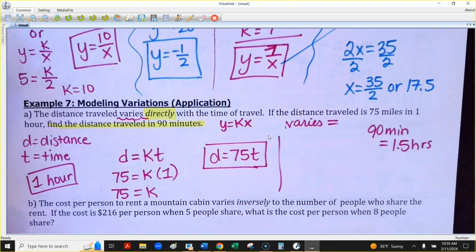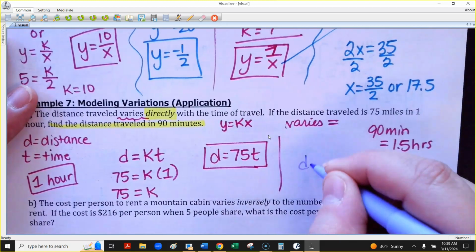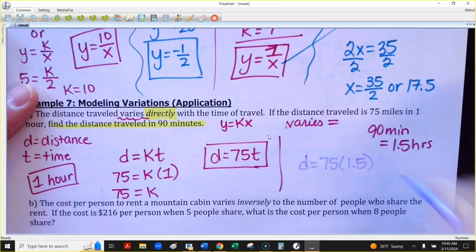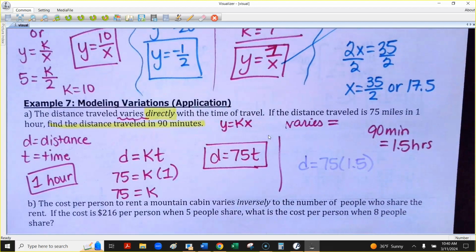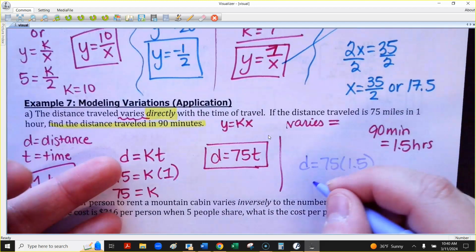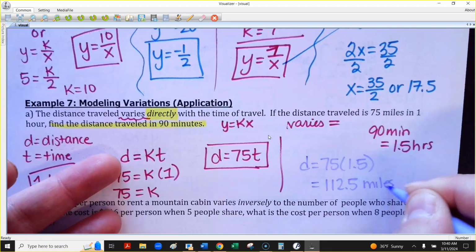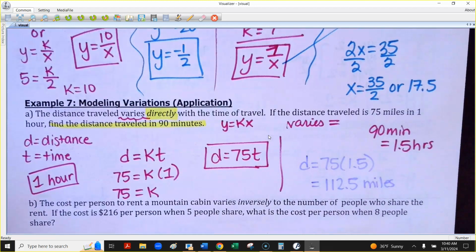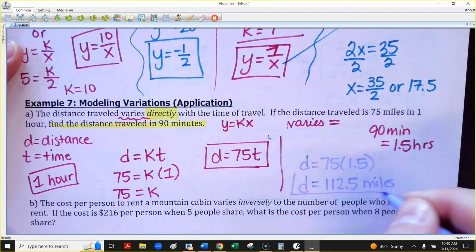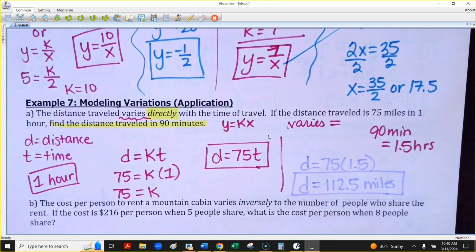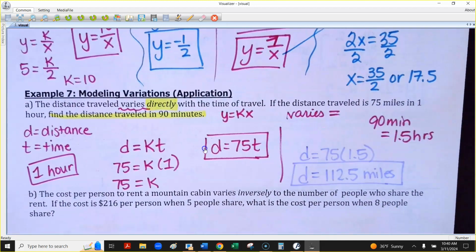Okay, so then you're going to plug that in. So distance would then be 75 times 1.5. I'm just going to multiply that real quick. I should probably know that, but I don't. I got 112.5. And your distance there is in miles, so it would be the same units. It's not terrible to do. Is anybody having a question? Okay, I'm going to scooch this up.